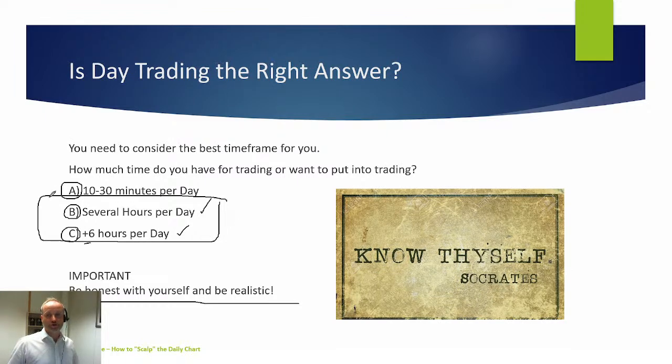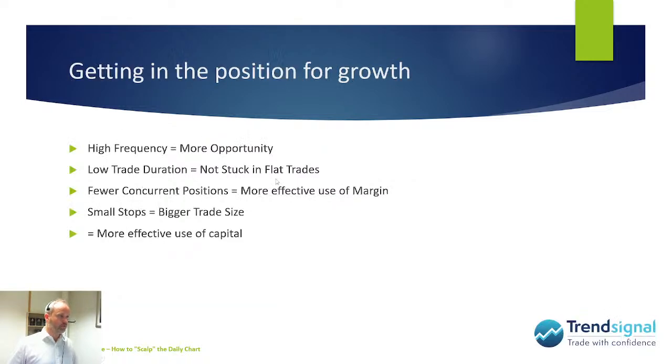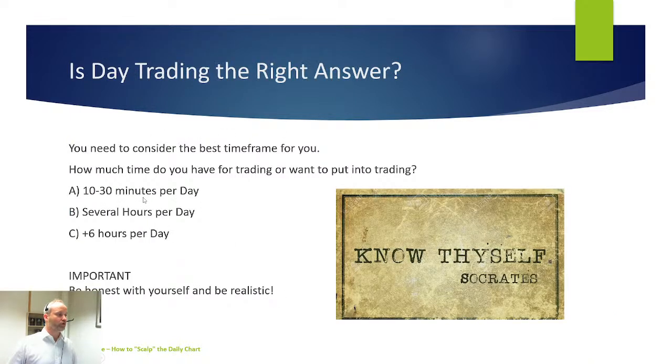The vast majority of people here are actually selecting A, and that's normal. This is typical. This is where I sit most of the time. I'm typically happy to trade for 20 minutes, half an hour a day, because I've got other stuff I need to do. So the question is, can we apply these benefits into trading for 10 to 30 minutes a day?